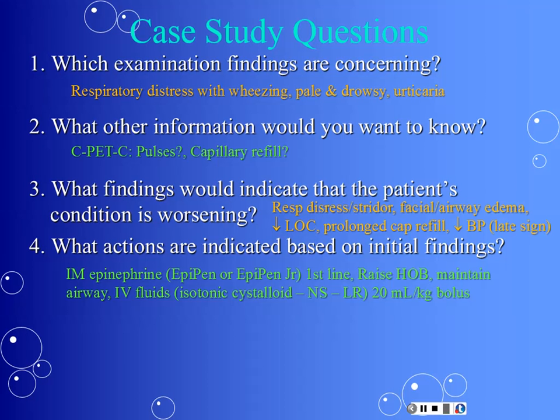For example, DKA or diabetic ketoacidosis. Those kids are having Kussmaul's respirations. They're blowing off a lot of CO2. They're doing all those things. So you're going to see hypovolemia in them as well.